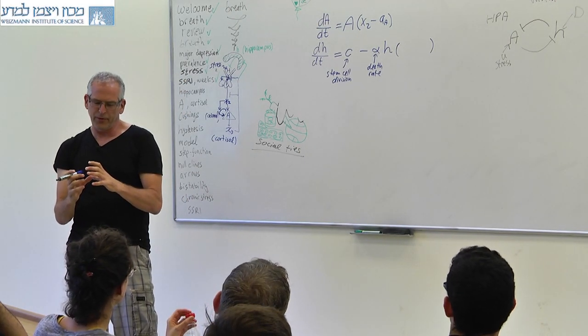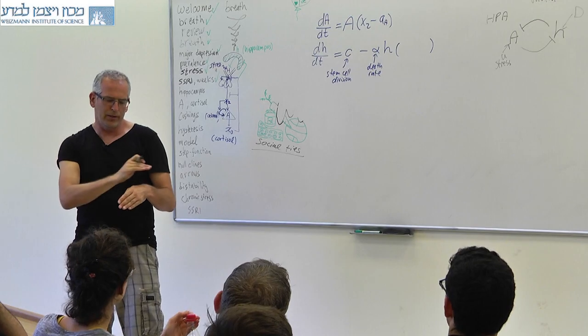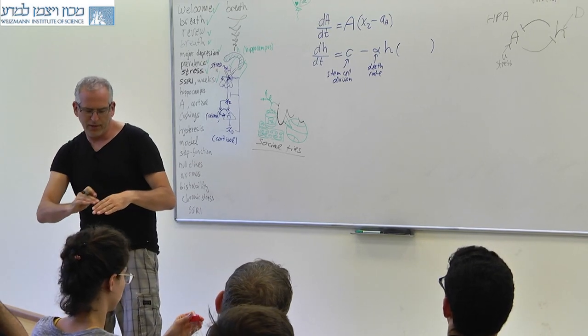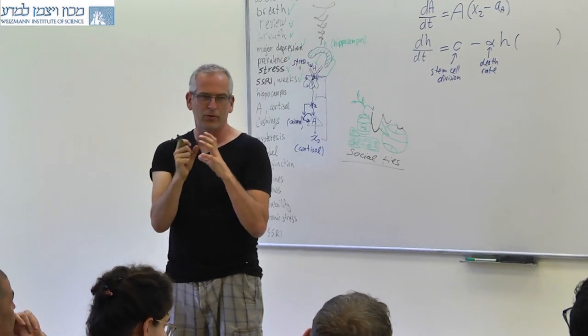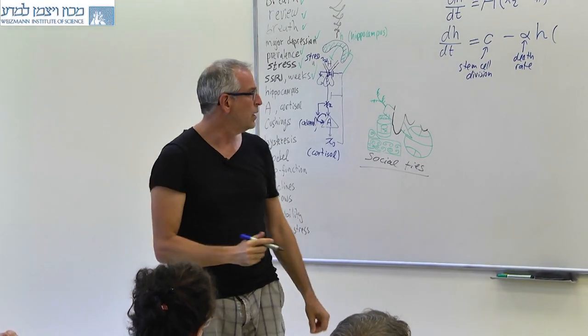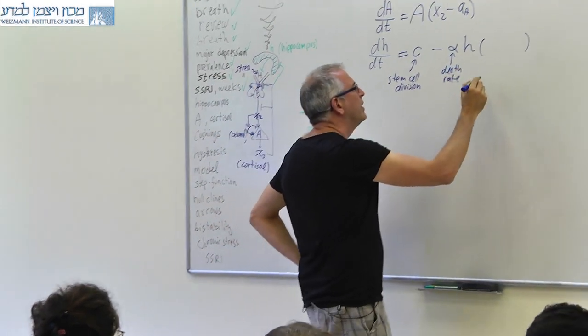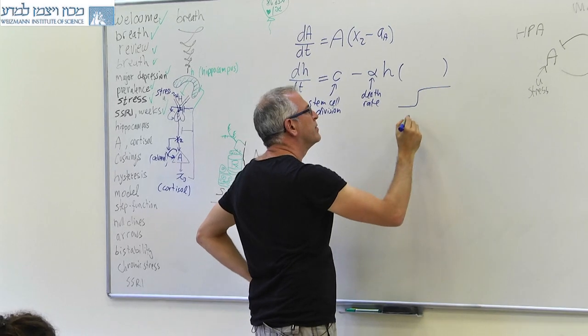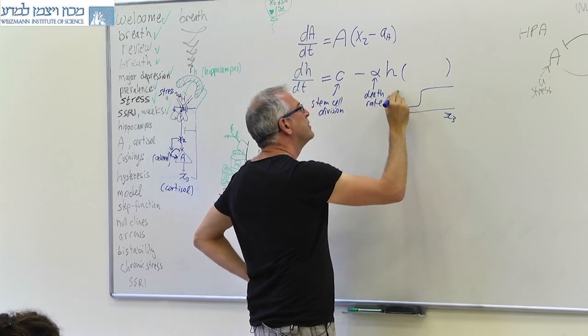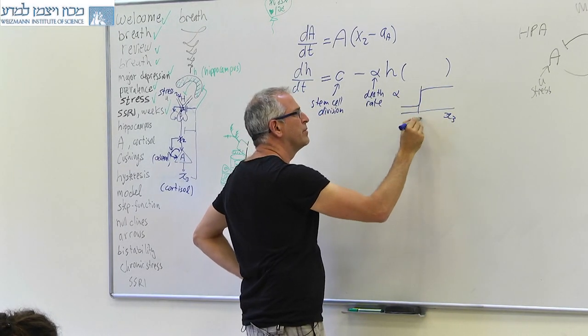works in a very nonlinear way. It kind of kicks into action when there's enough cortisol. That's called cooperativity. So the effect here on the death rate is going to be like this. This is cortisol, and this is the death rate. So it goes up at some threshold.